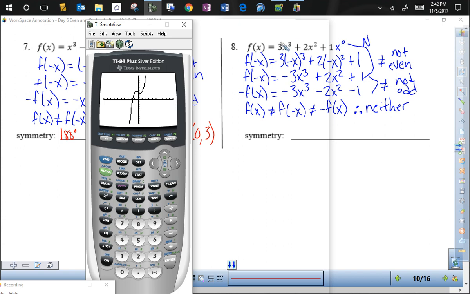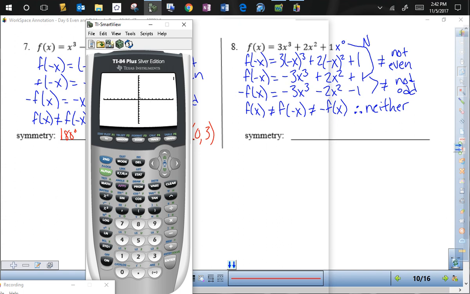Okay, let's take a look at this next one here. We've got y equals 3x cubed plus 2x squared and plus 1. Okay, this one is not strictly odd before the constant. So that means it's more than just a translation up or down. There's been some action left and right as well. Okay, let's take a look at the graph.